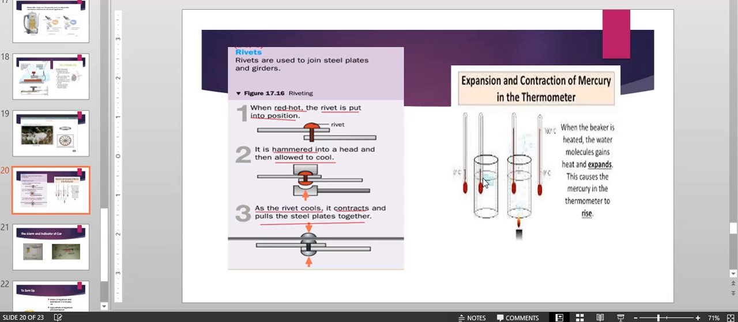Whereas, if you put the same thermometer in cold water, then you will notice after a few seconds that the molecules of this mercury will be cooled and contract in this bulb. And this causes the mercury in the thermometer to rest in the bulb, or to move in a downward or backward direction.